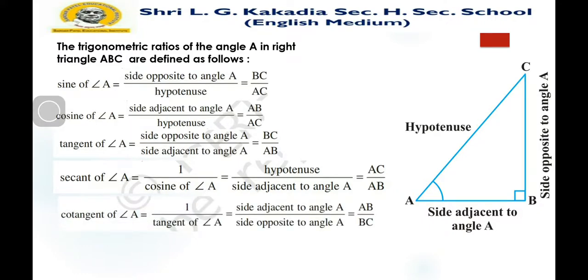Cotangent of angle A is the reciprocal or inverse of tangent A: 1 over tan A, which is the side adjacent to angle A upon the side opposite to angle A, which is equal to AB upon BC.